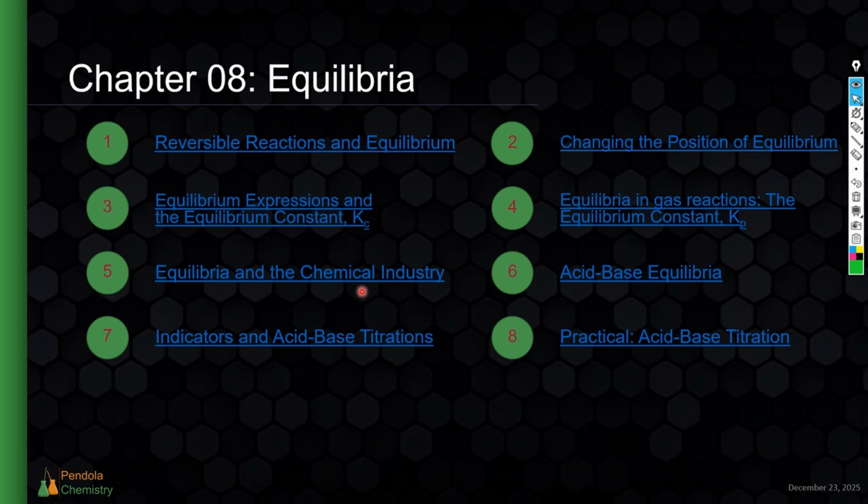In 5, we'll talk about how equilibrium is used in the chemical industry, so we're going to look at very specific reactions. Then in section 6, we'll start talking about acid-base reactions, and particularly acid-base equilibrium. And finally, we'll end the discussion with indicators and acid-base titrations and how those specifics tie into that acid-base reactions that we talked about earlier. But for now, let's jump into section 1.